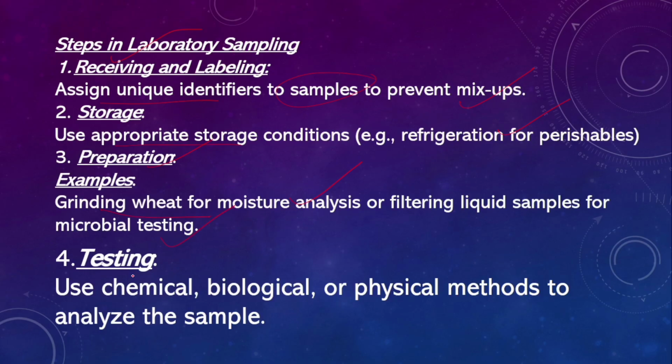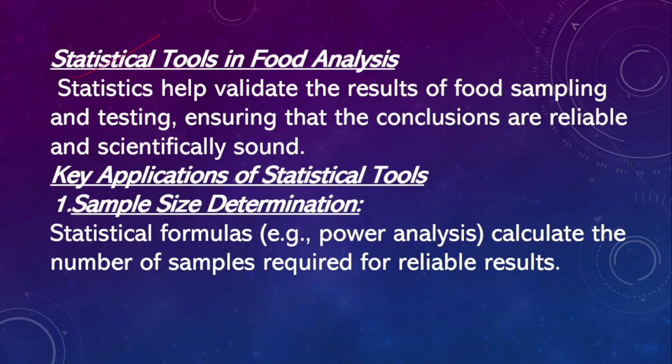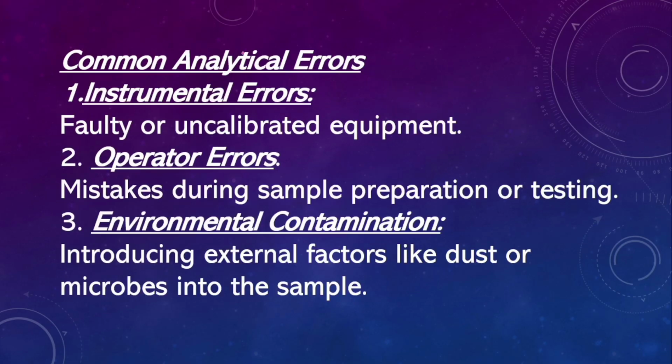The fourth step is testing. Use chemical, biological or physical methods to analyze the sample. Next is statistical tools in food analysis. Statistics helps to validate the results of food sampling and testing, and it ensures that the conclusions are reliable and scientifically sound. Key applications of statistical tools: sample size determination. Statistical formulas, for example power analysis, calculate the number of samples required for reliable results.